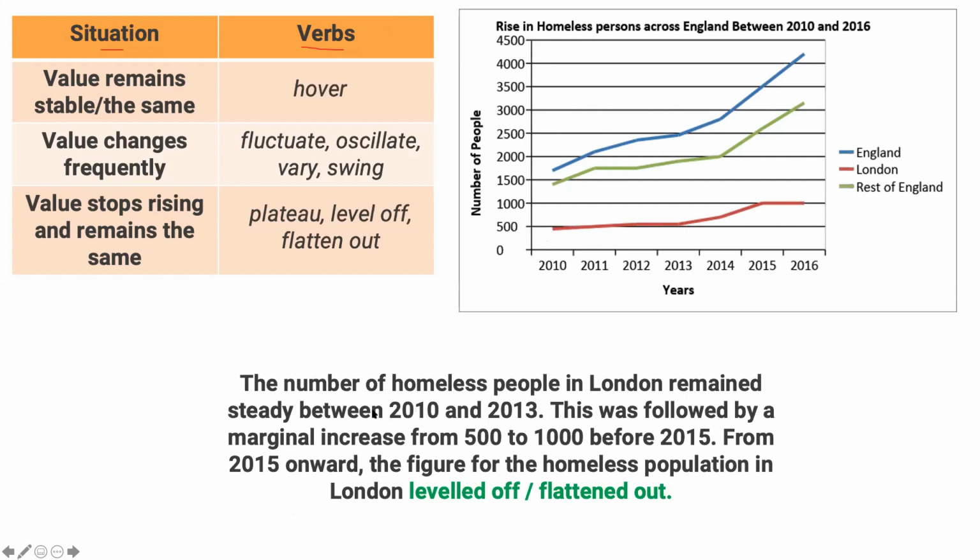Then this was followed by a marginal increase from 500 to 1,000 before 2015, which is exactly what we see here. From 2015 onward, the figure for the homeless population in London leveled off. You could also say flattened out. You could also say plateaued. The important thing is that you're not overusing any of these verbs in one report. So just make sure you're familiar with all of these different ways.